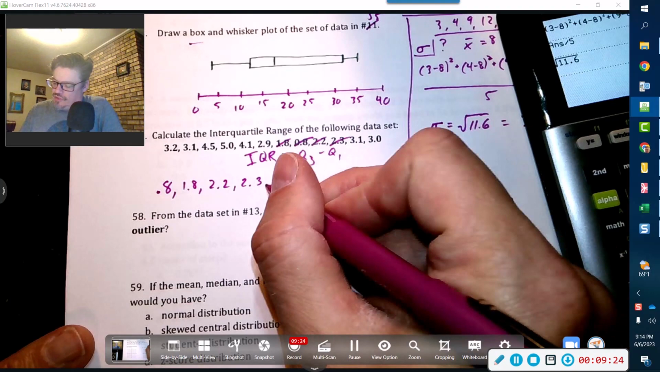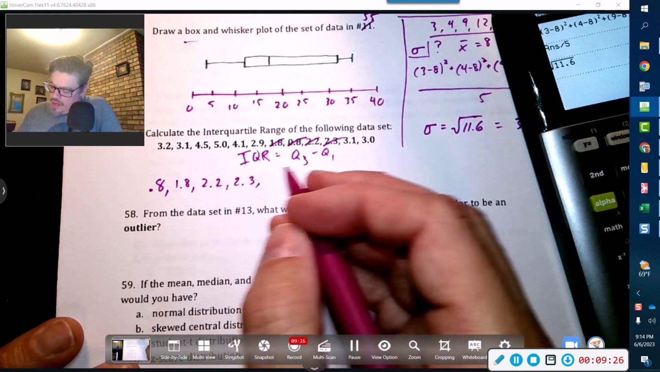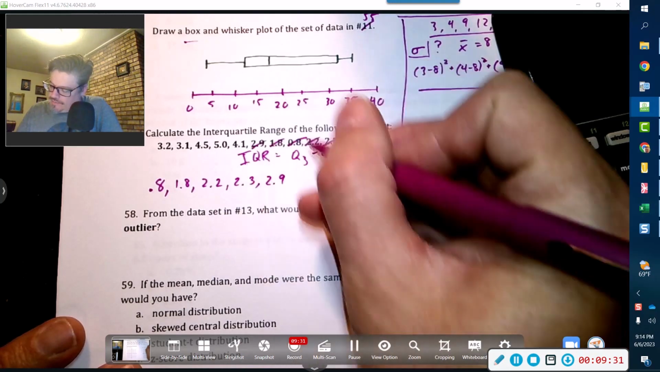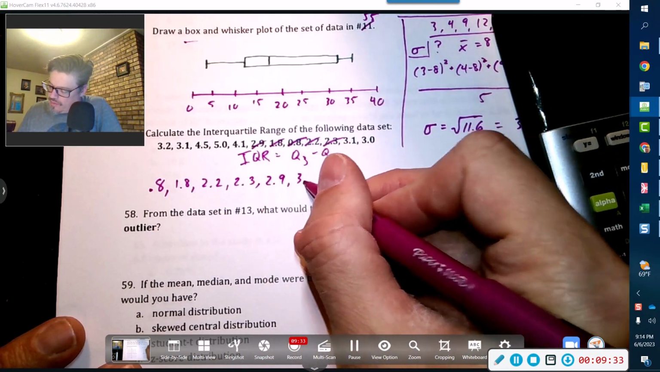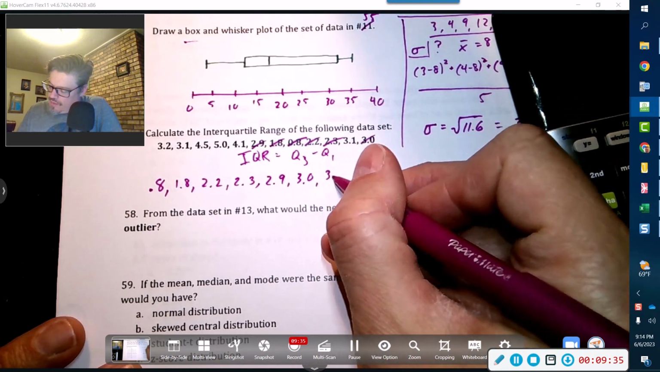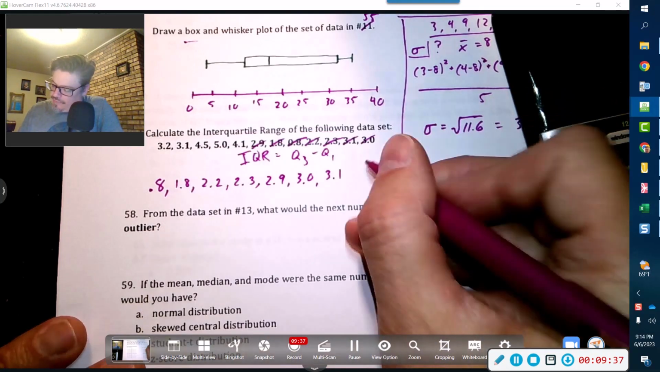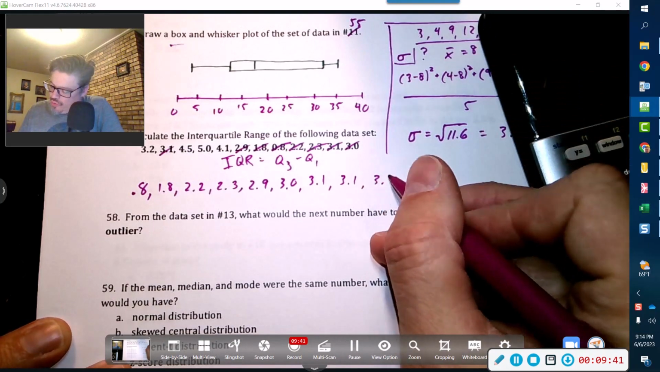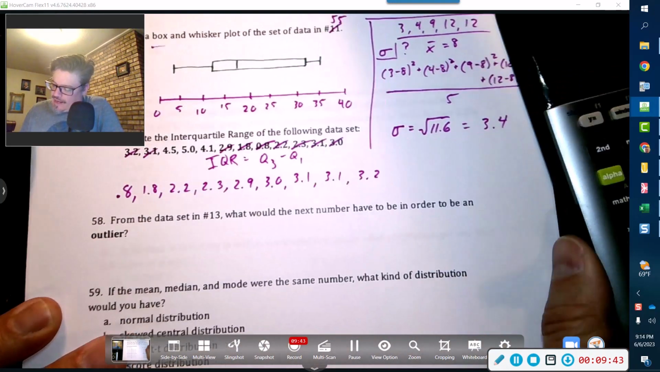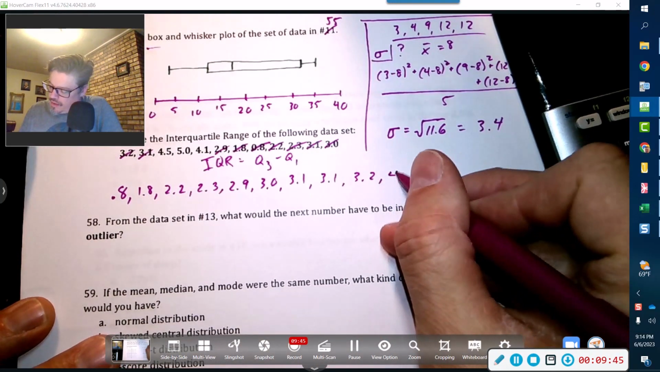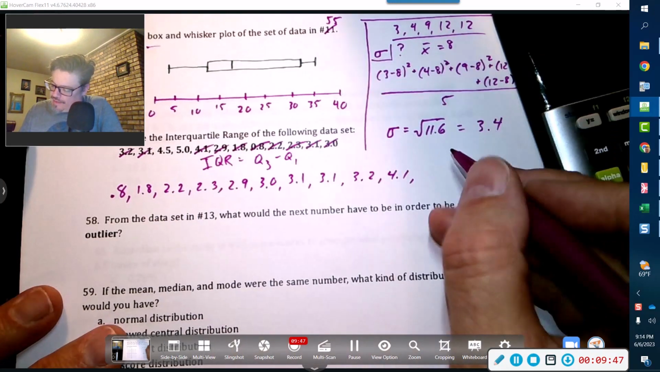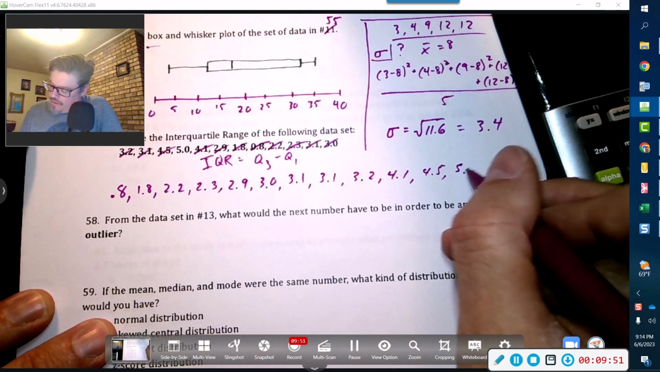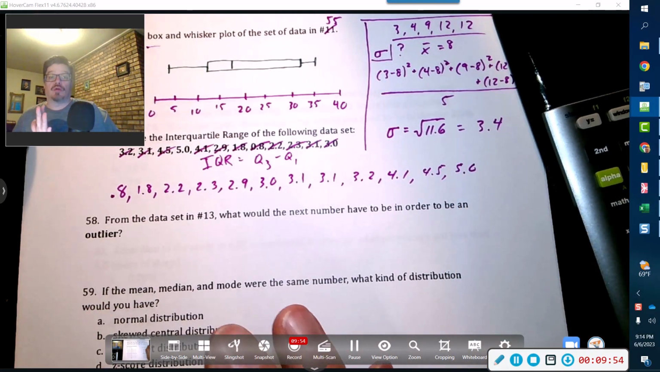Okay, so make sure I got 8 more to go. The next one is 2.3. Then I got a 2.9. Cross them off. Then I got a 3.0. Then I got a 3.1. Then I got a 3.1 again. Then I got a 3.2. Then I got a 4.1. And then I got a 4.5. Then I got a 5.0. Okay, so I just need Q3 and Q1, and then I'm done.